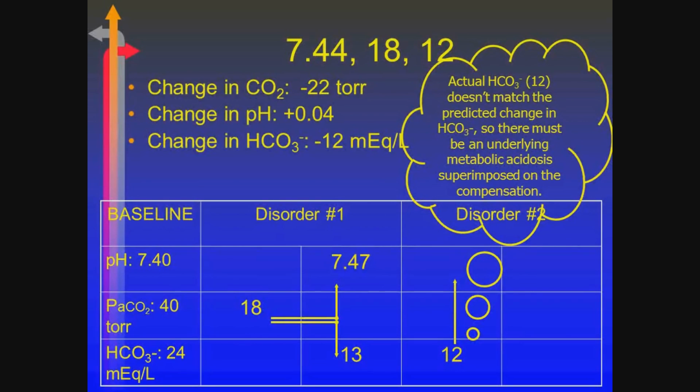How do I know it has to be a metabolic acidosis? How do I get from 7.47 to 7.44? It's a drop in pH. It's got to be a metabolic acidosis that's causing that. I also know because my predicted is 13, my actual is 12. Something's dropping that bicarbonate level more, which would be a metabolic acidemia.